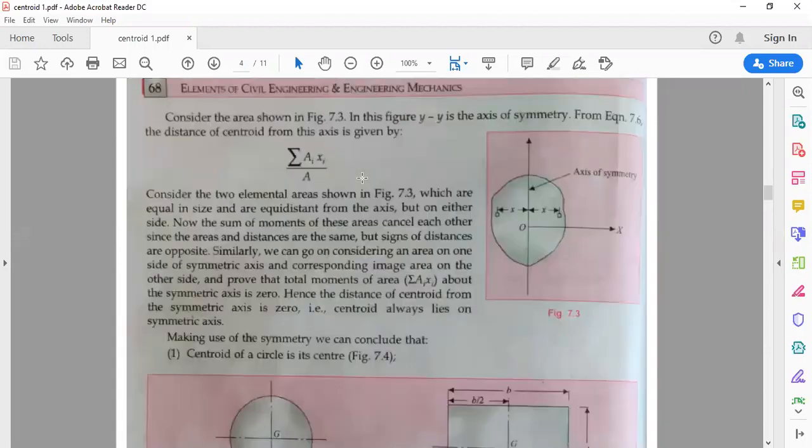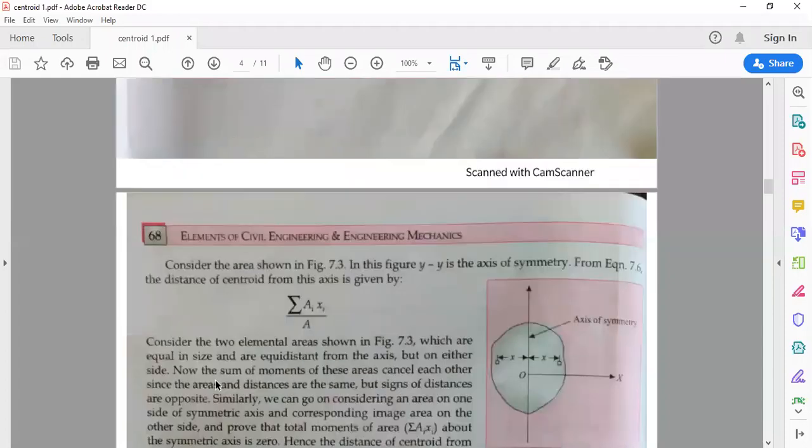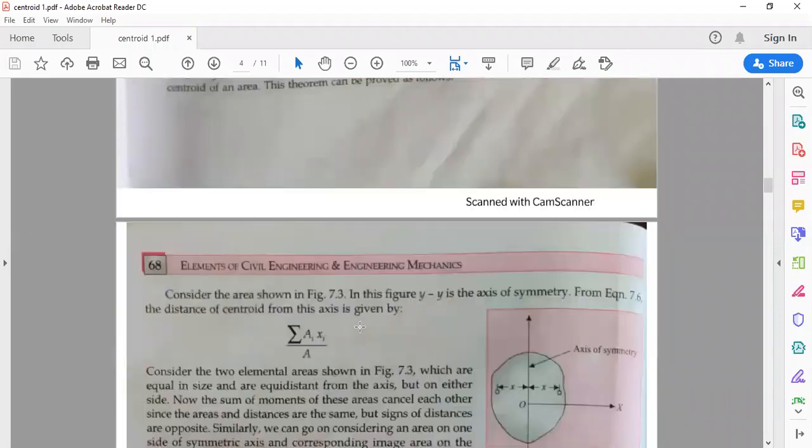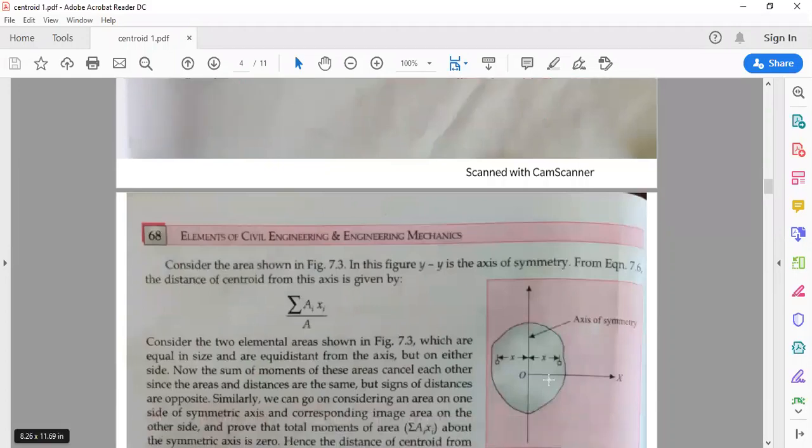Whenever symmetry comes into the picture, there is a difference between centroid and center of gravity. I have uploaded the entire textbook notes also, so you can go through those notes. Symmetry means that if you pass a line exactly through the center, the left-hand portion is the mirror image of the right-hand portion, or, with respect to the x-axis, the upper portion is the mirror image of the lower portion.